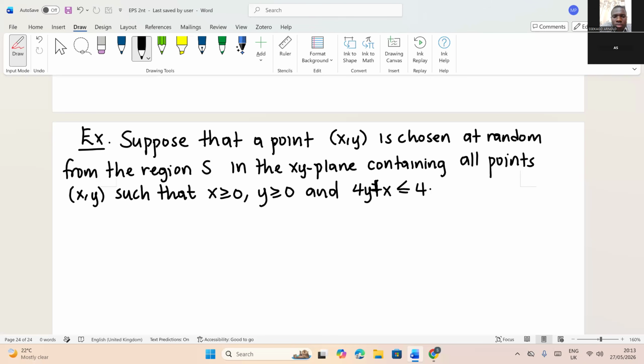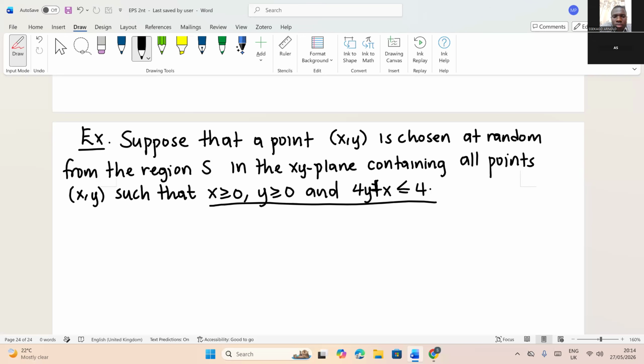So a point is arbitrary. It is chosen at random from region S in the xy plane. So the region S is defined, the region defined in this form. You see we have a line, and this can be sketched. Anyway, before I dissect the problem, let us see what it says.